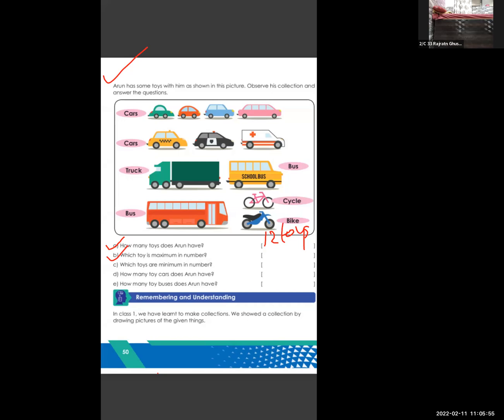आपको ये सारे पिक्चर में से इतने सारे टॉयज है. कितने टॉयज है? 12 टॉयज है अरुण के पास. सो इन दैट टॉयज विच टॉय इज मैक्सिमम नंबर? सबसे ज्यादा टॉयज कौन से है? बोलो जल्दी बोलो. car.